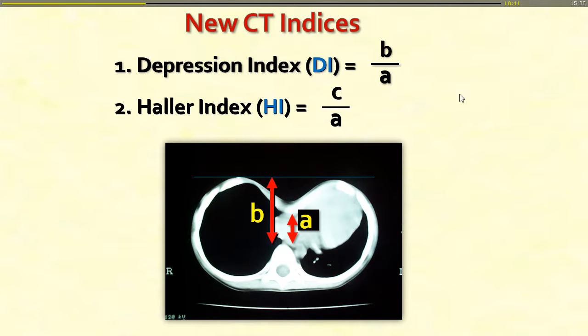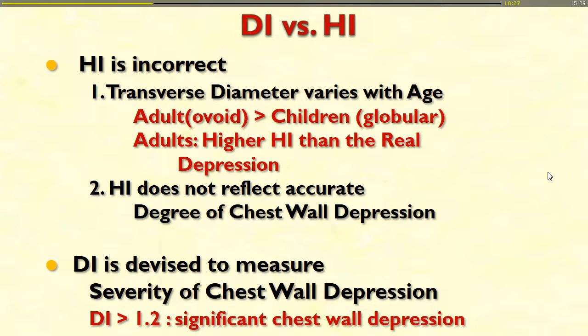Instead of the transverse diameter, I tried to measure the estimated height of the normal chest wall here, so the ratio is between the normal and the reality. Why do we need this one? Because the Heller index is incorrect. The chest wall in some patients is very wide, and children have a globular chest, so the transverse diameter differs with age, and this doesn't tell anything about the depression. So the Heller index does not reflect the accurate degree of chest wall depression.